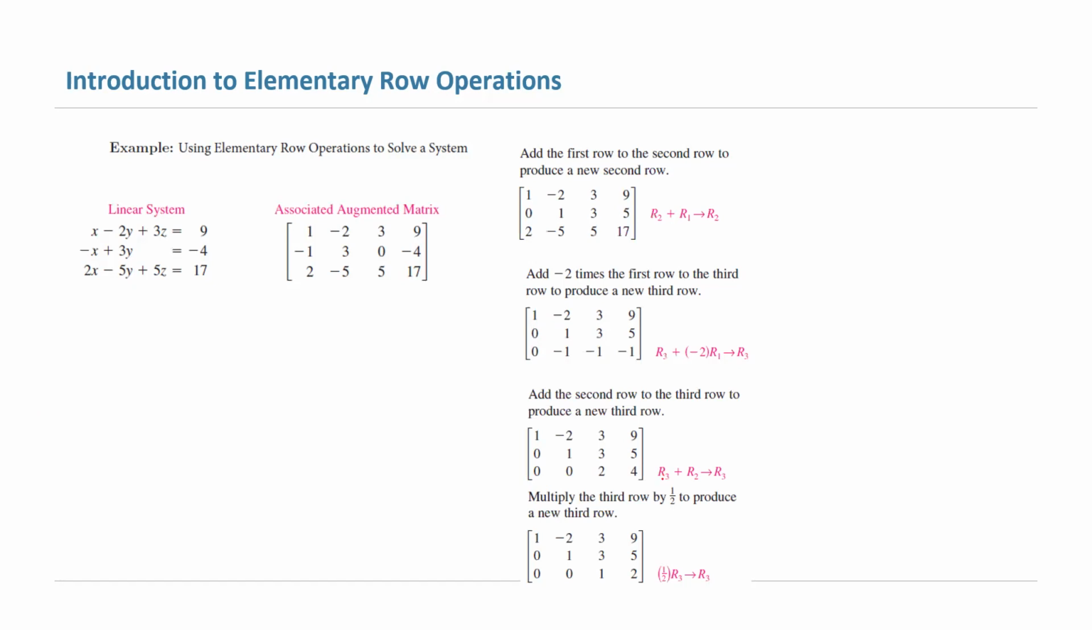Then what are you going to do? You're going to add the third and second row together and replace the old third row. It introduced a new row for us, which is basically 2z equals 4. Then you're going to divide the last row by 2 and write down the system of equations equivalent to the matrix that you created. You can easily use the method of back substitution and solve this system.